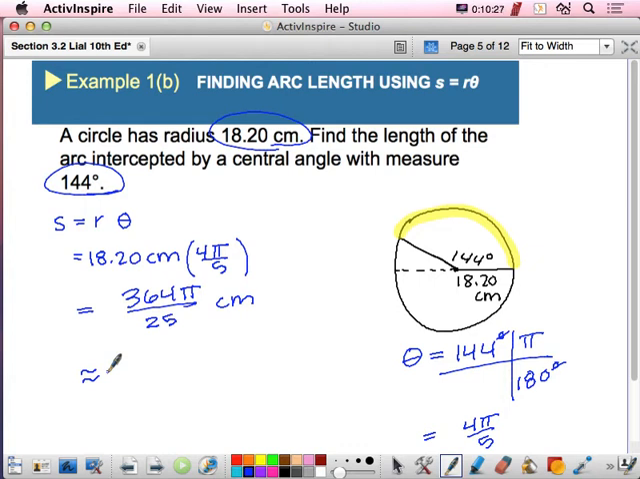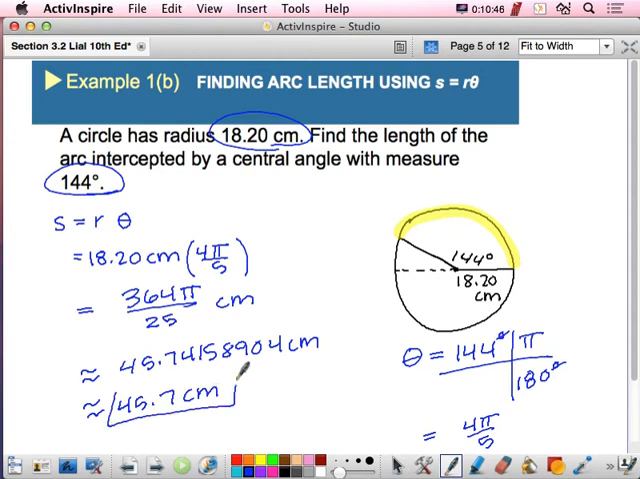I got 45.7415. Anyone else? Yes? 45.74158904 centimeters. And to 3 significant digits is 45.7 centimeters. So there's the basic calculation of arc length for circles.